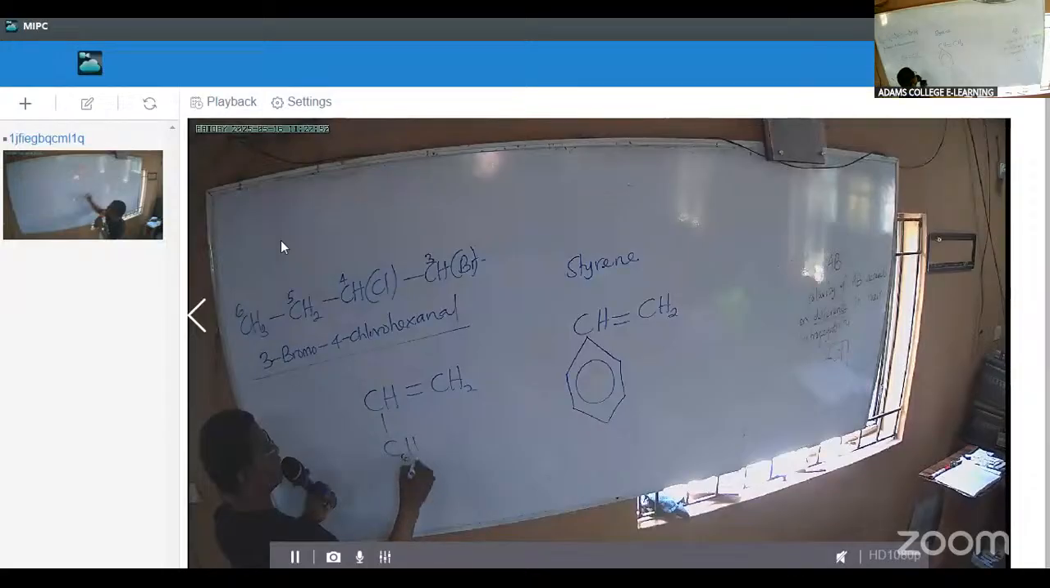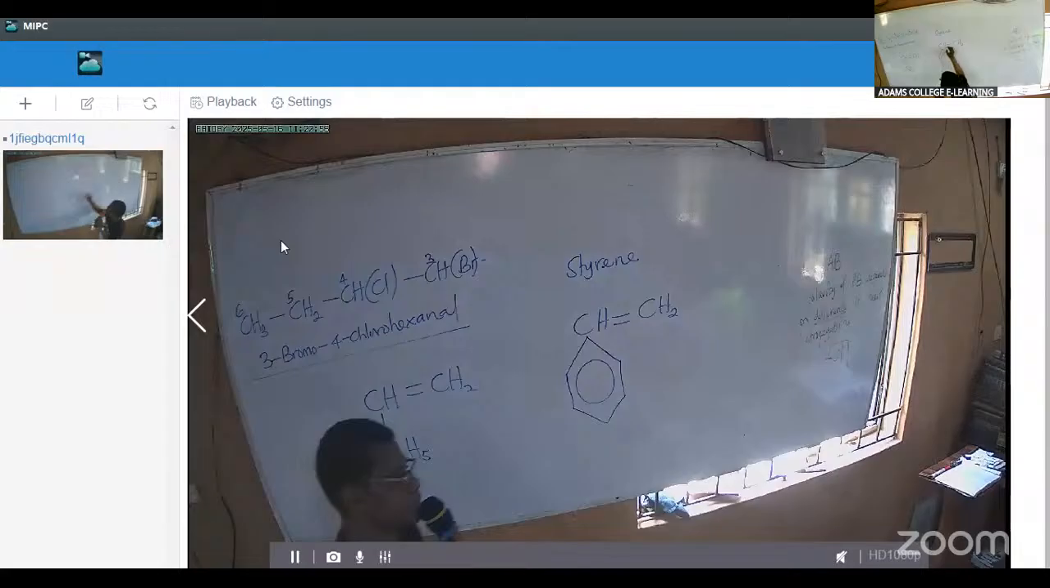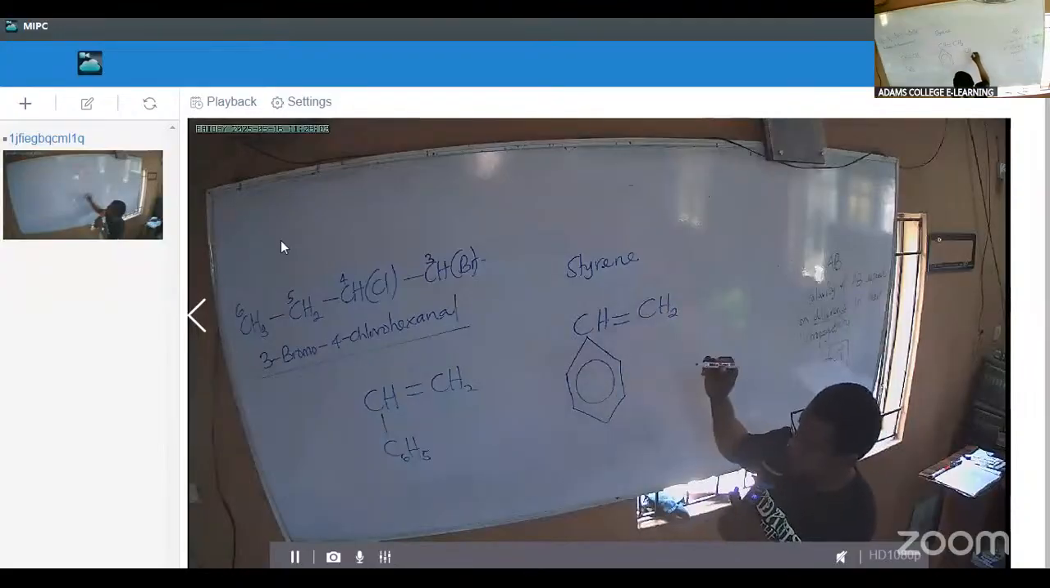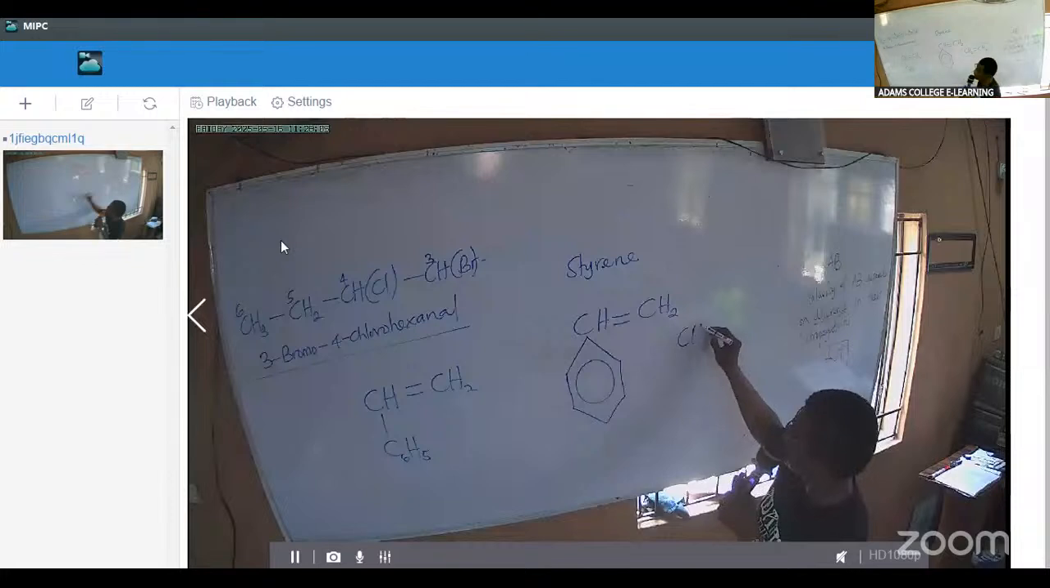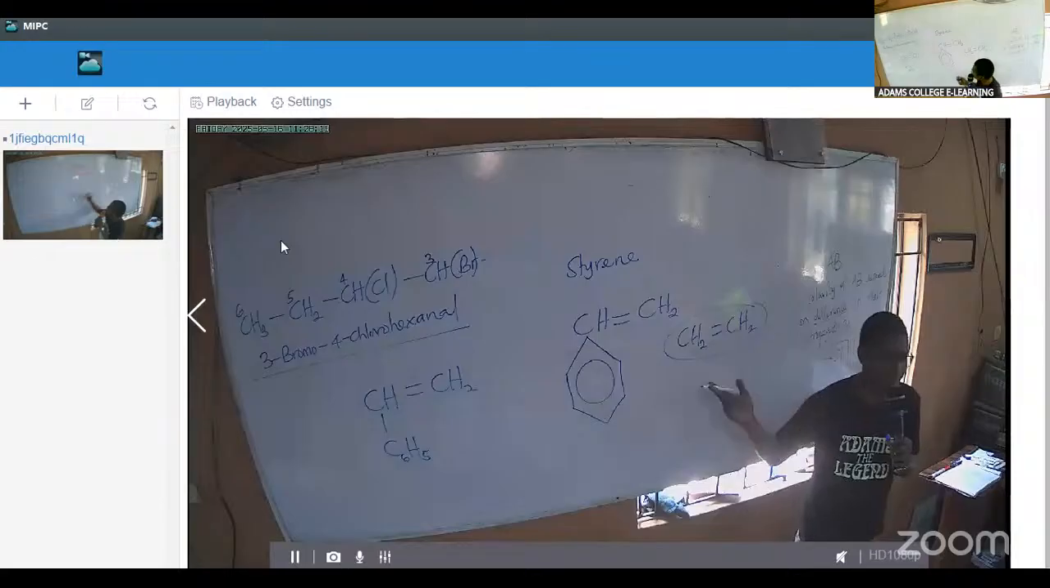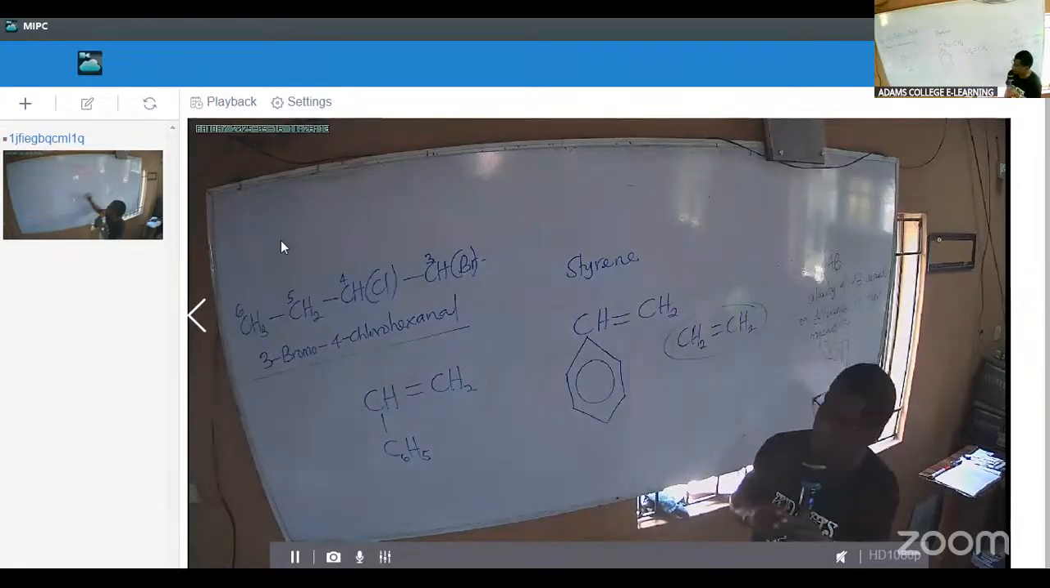So that means we can get styrene from where, class? What compound do we get styrene from? Ethene, CH2=CH2. So the answer is ethene. Styrene can be gotten from ethene.